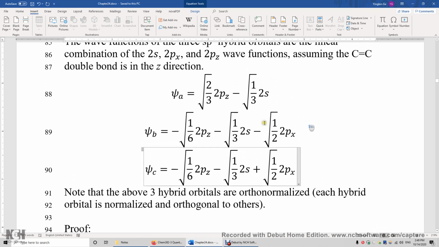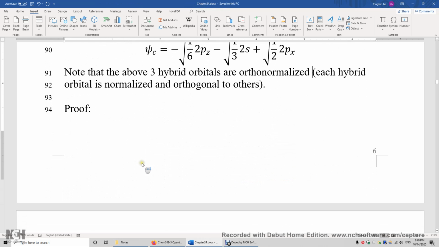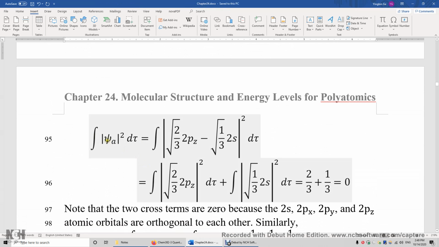We can also prove each of the three hybrid orbitals is normalized, and they are also orthogonal to each other. So when several hybrid orbitals are both normalized and orthogonal to each other, we say these hybrid orbitals are orthonormalized. Okay, orthonormalized. So let's prove this psi sub A is normalized.